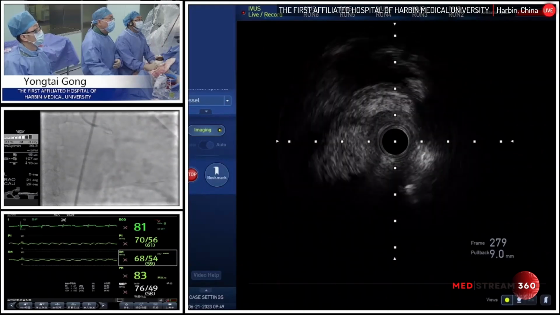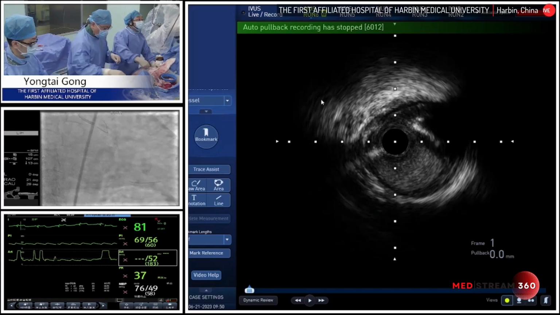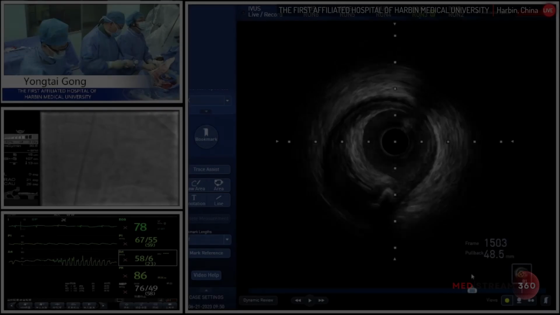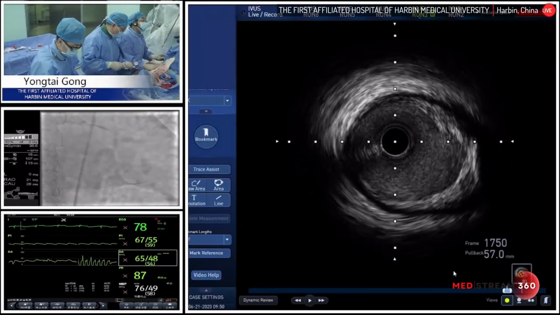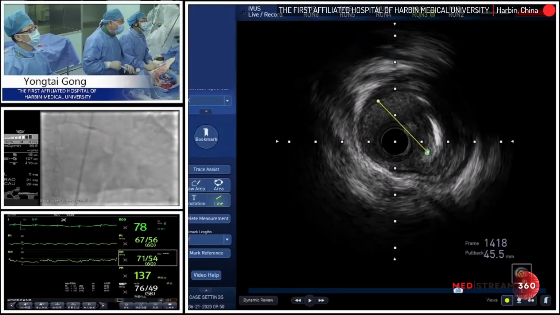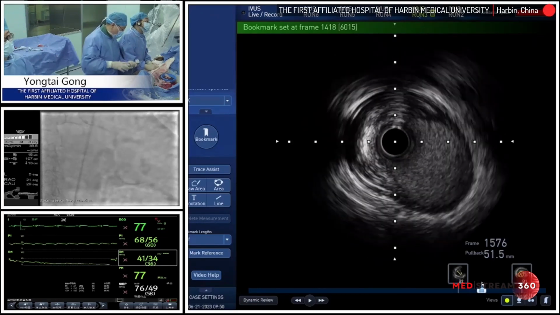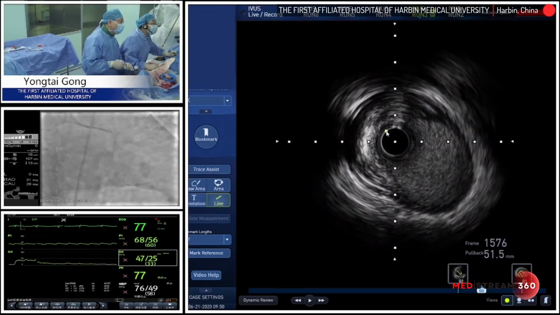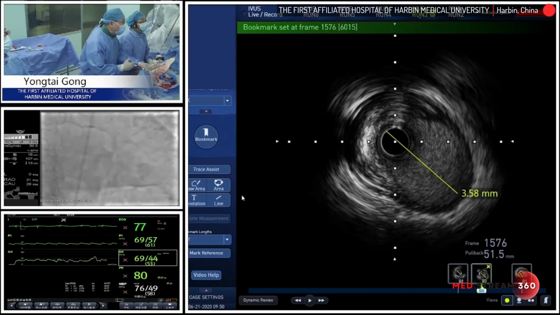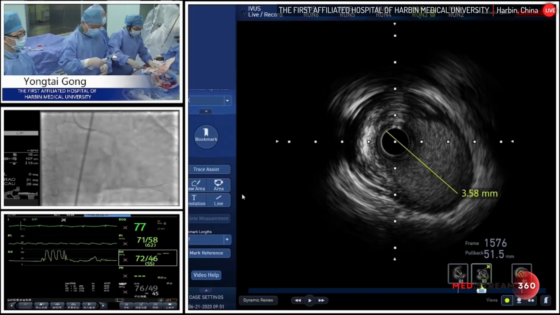Okay, I think that the situation of the left main has changed. So maybe Dr. Gong, I think one stent in the left main is a good choice. What do you think? Professor Gong, I think this is a relatively big left main. However, the ostium of the circumflex is not so big. So how about a 3.5 stent, a 3.5 stent from the ostium circumflex to the left main? What do you think?